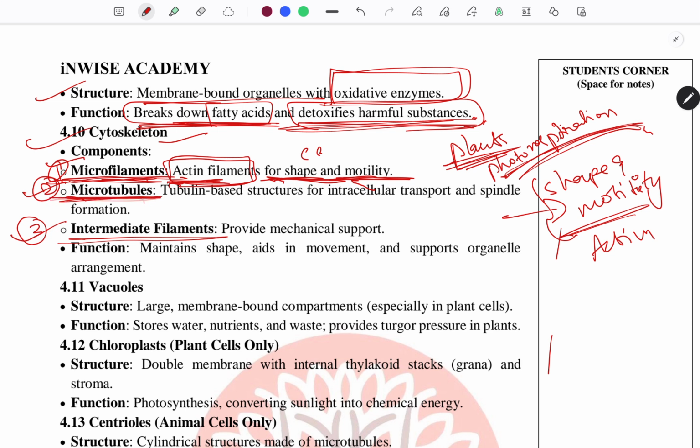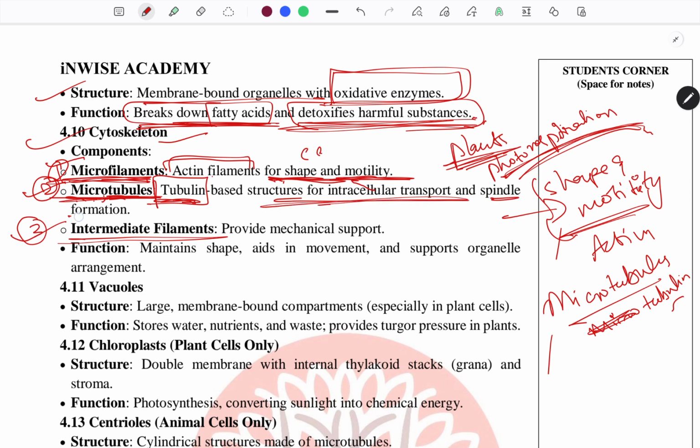The second one is the microtubule. It is made up of tubulin. See, tubes, microtubules, tubulin. Remember like that. Microtubules are made up of tubulin, so with tube you can remember. Microfilaments, actin, you can't remember like that, but if you remember microtubules are made up of tubulin, then automatically you can remember microfilaments are made up of actin. It's a tubulin based structure for intracellular transport and spindle formation.